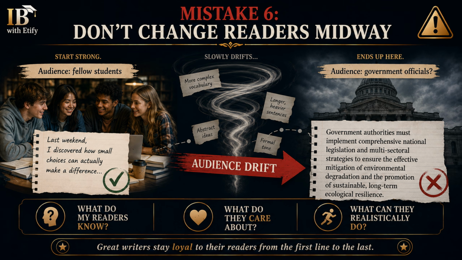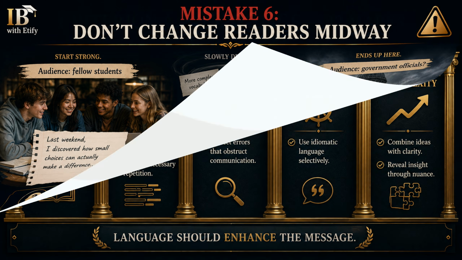The sixth mistake is forgetting the audience halfway through. A response may begin, "Fellow students, have you noticed how much plastic we use?" Then suddenly become, "Government authorities must implement comprehensive national legislation governing industrial production." The argument has drifted away from what the readers can realistically understand or influence. Keep the audience active throughout. Ask what they know. Ask what they care about. Ask what they can realistically do.